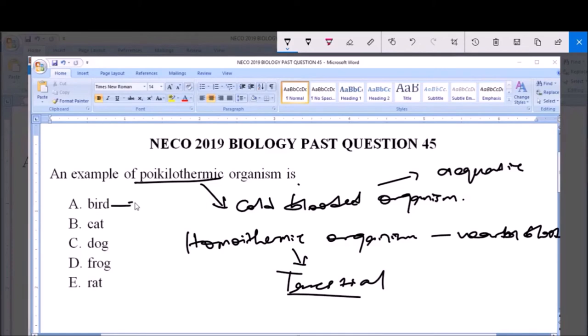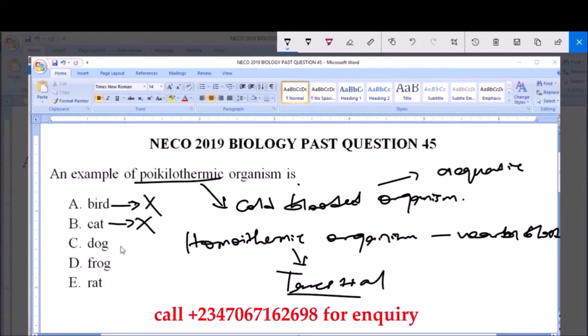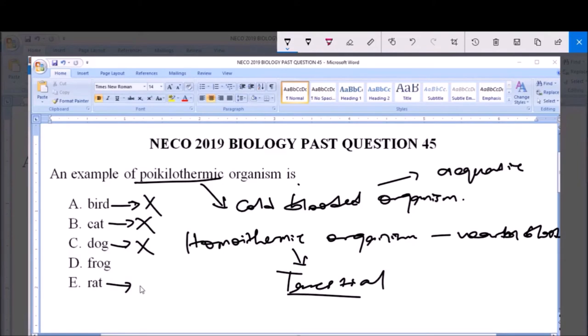Now a bird is an organism that lives in the terrestrial or arboreal habitats, and therefore it is a warm-blooded animal. So a bird is a warm-blooded animal, it is not poikilothermic. Same with cats. A cat is a homeothermic animal because it lives in a terrestrial habitat, so it is not poikilothermic. C says dog. A dog is also a homeothermic animal. It is not poikilothermic. Option E says rat. A rat is also a terrestrial organism, so it is not poikilothermic.